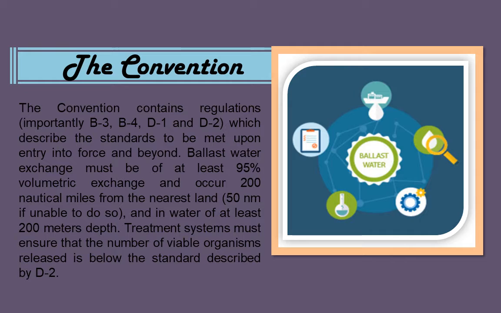The Convention. The Convention contains regulations, importantly B3, B4, D1, and D2, which describe the standard to be met upon entry into force and beyond. Ballast water exchange must be of at least 95% volumetric exchange and occur 200 nautical miles from the nearest land, or 15 nautical miles if unable to do so, and in water of at least 200 meters depth. The treatment system must ensure that the number of viable organisms released is below the standard described by D2.